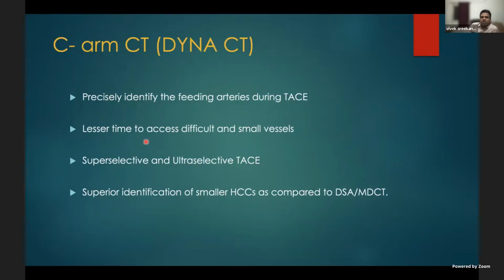And what happens is, the difficult and smaller vessels can be seen much better in the Dyna CT, and we can cannulate them much more easily, so that we can do a super selective and an ultra selective TACE. Also, smaller HCCs which are not seen on the MRI, DSA or MDCT are seen better on the Dyna CT on table. So again, we can change the protocol, or we can do a TACE for the smaller lesions as well. So this is one thing which has changed our treatment protocol.